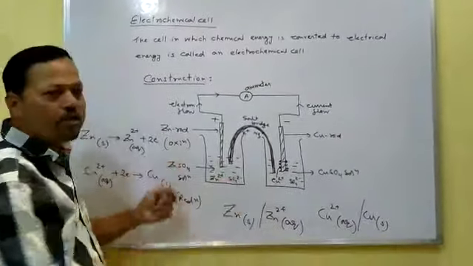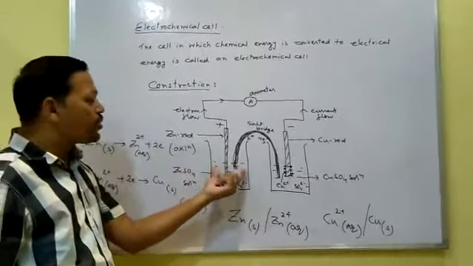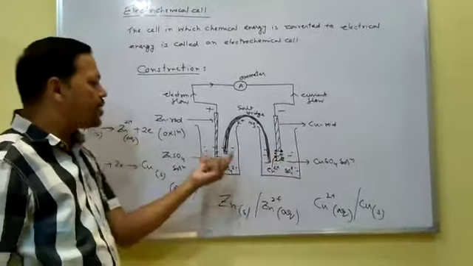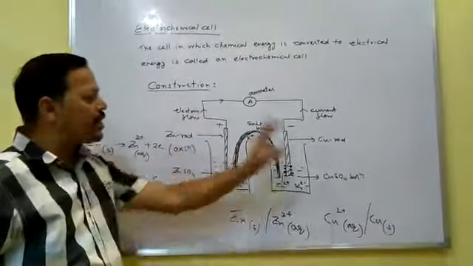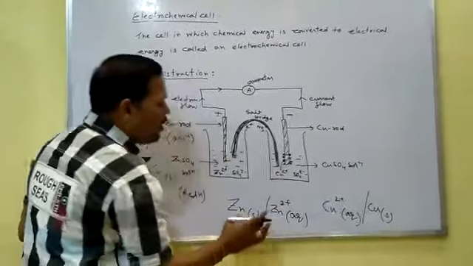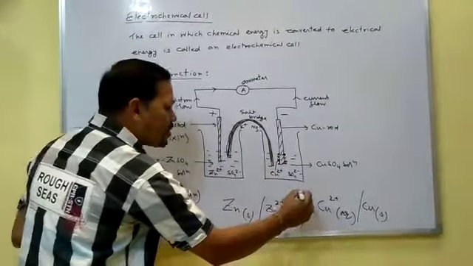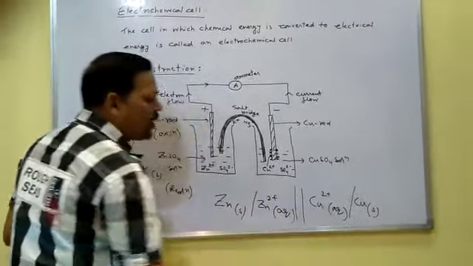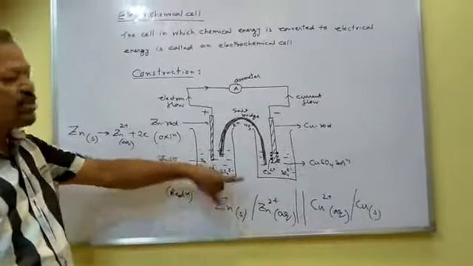To construct the electrochemical cell, there must be one oxidation half cell and one reduction half cell. The oxidation half cell should be on the left side, the reduction half cell on the right side. And both half cells are combined by the salt bridge. To represent the salt bridge, you have to put a double parallel line like this. So this is the representation of this cell.